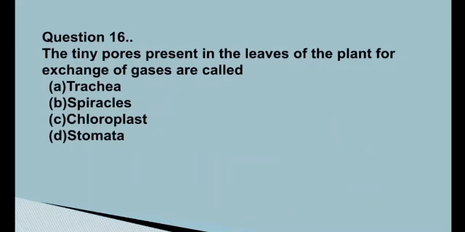The tiny pores present in the leaves of the plant for exchange of gases are called, or you can say which part of the plant is responsible for the gaseous exchange? Your options are option A trachea, option B spiracle, option C chloroplast, and option D stomata. So here you can guess the answer very quickly. If you have learned the photosynthesis process, you have seen the structure of the leaves, so you can get the idea. So the option D stomata is responsible for the gaseous exchange in plants.